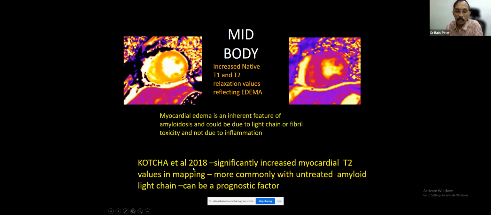And in an article published in 2018, it was found that significantly increased T2 relaxation values in mapping are more common with untreated amyloid light chain and could be used as a prognostic factor.